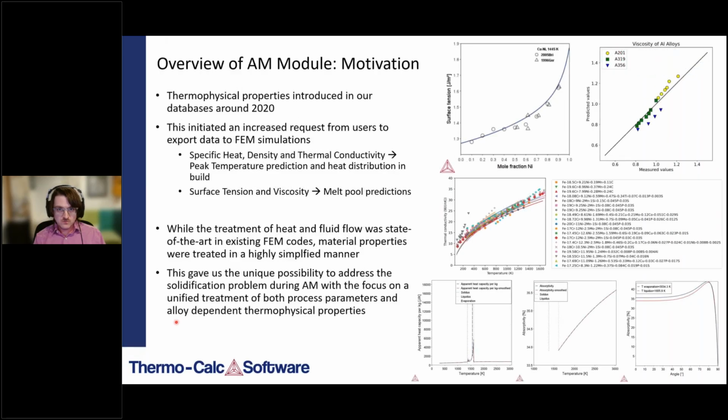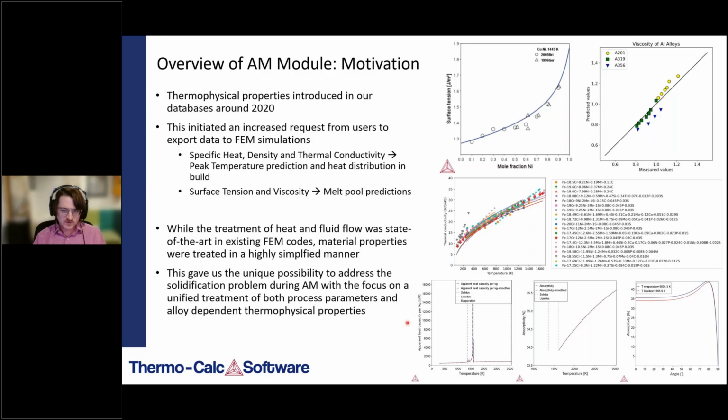But I'll shift gears here and talk about the overview of the AM module and the motivation behind it, because it's a new space for us as a software company. We started introducing thermophysical properties in our databases around 2020, and we've added a lot of properties, things like thermal conductivity, surface tension, viscosity, electrical resistivity, etc. All can now be calculated as a function of chemistry and temperature.